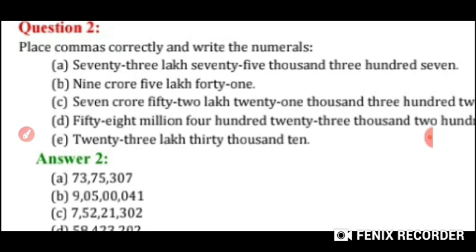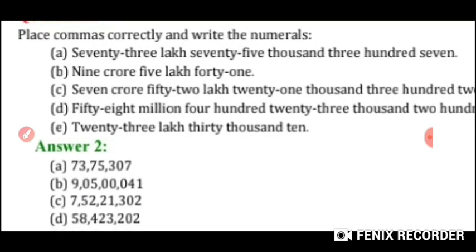Here the names are given: 73 lakh 75,307. Then you write 7375307. It means 73 lakh 75,307.